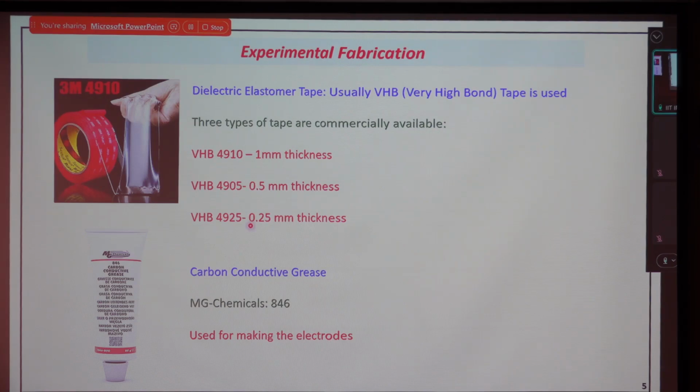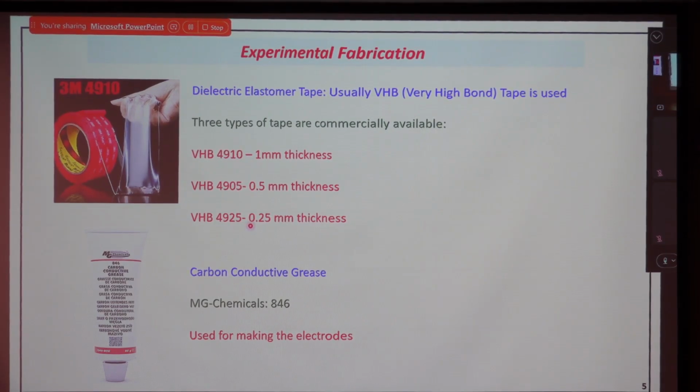And if you see, for the 1 mm thickness membrane, the required threshold voltage for failure will be high in comparison to 4905 and 4925. You are getting my point? How? The reason is its initial thickness is high. When you apply the voltage, what are we doing? We are compressing in the thickness direction and expanding in the areal direction. So a larger voltage is required to get the electrical breakdown of the VHB 4910 membrane. Experimental data is available that we are going to share with you, no problem, on how the thickness governs the threshold critical voltage.